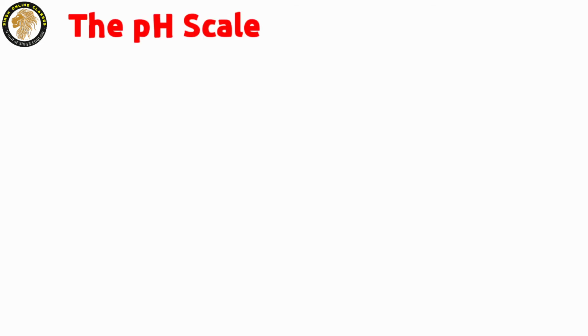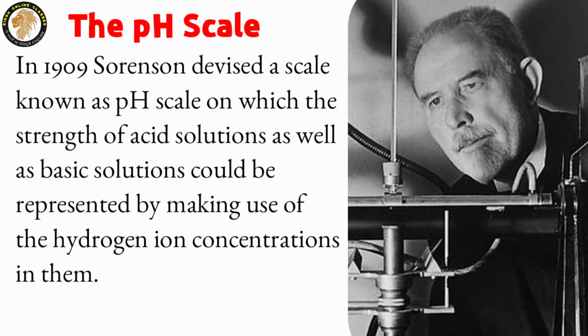Now the next topic is the pH scale. So let's understand what this pH scale is. In 1909, Sorensen devised a scale known as the pH scale, on which the strength of acidic solutions as well as basic solutions could be represented by making use of the hydrogen ion concentrations in them. Sorensen linked the hydrogen ion concentrations of acid and base solutions to simple numbers, that is 0 to 14 on his pH scale.